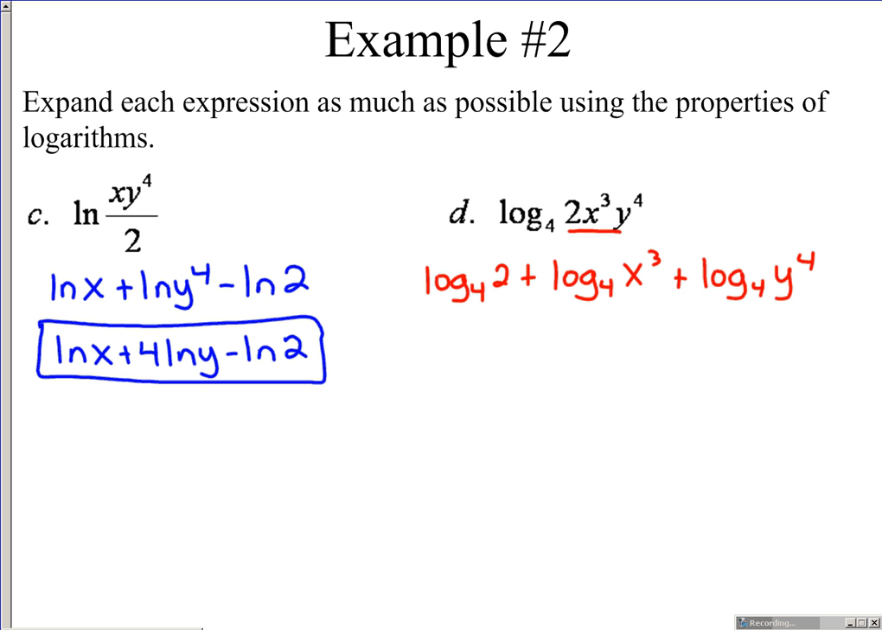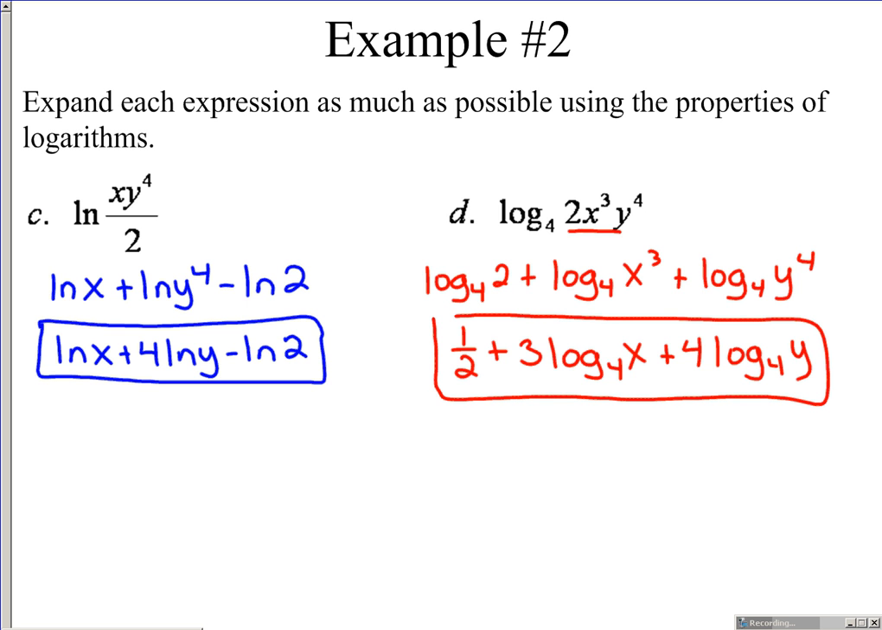Continue simplifying. Log base 4 of 2. You should be able to do that in your head. Remember, that is asking you what exponent can we put on 4 to equal 2? 4 raised to the 1/2 power equals 2. So log base 4 of 2 is just equal to 1/2. That's the exponent. Plus, pull the exponent from the argument out front in both of these two cases, and there's nothing more we can do to expand or simplify. So there's our expansion of that expression.